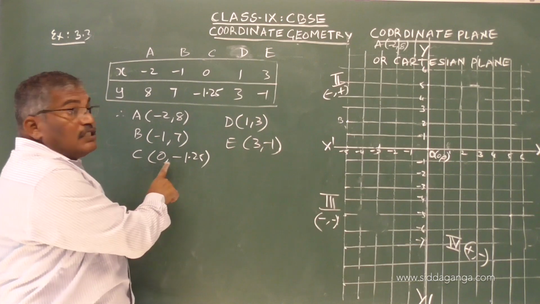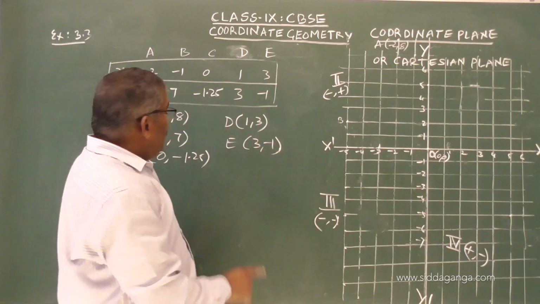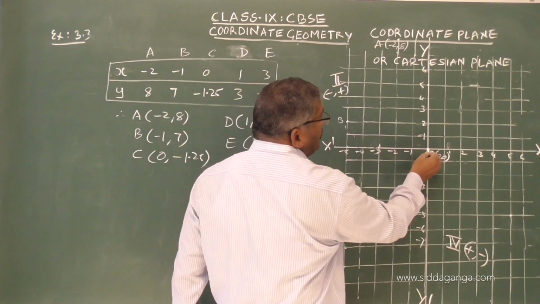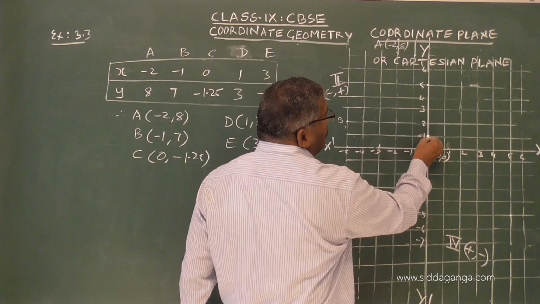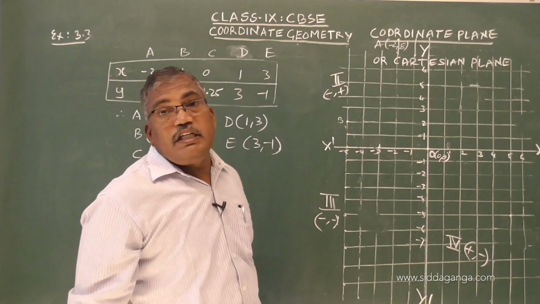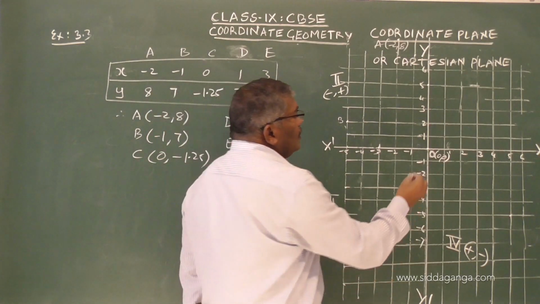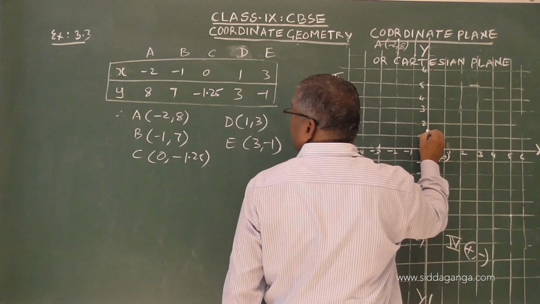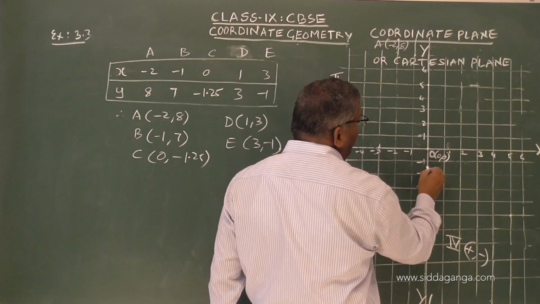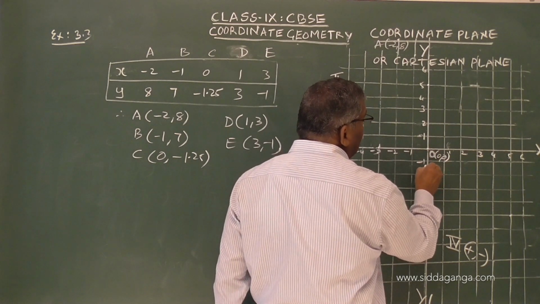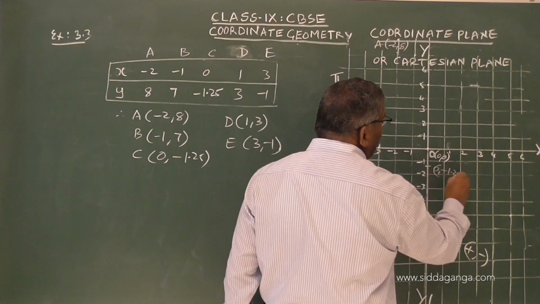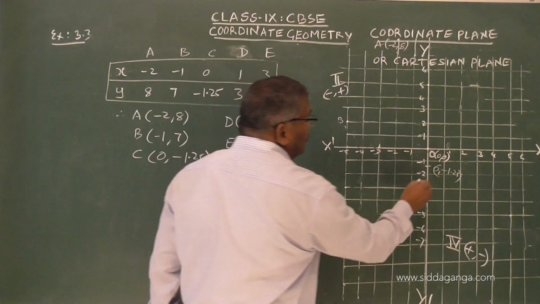So x is 0 means the point is on the y-axis, and y is -1.25. What you have to do is, this is 0, this is 1. Between 1 and 2, a quarter of 1 centimeter, that is 2.5 millimeters, you have to mark. This is a negative value, so you have to mark downside. This is (0, -1.25) and this is point C.